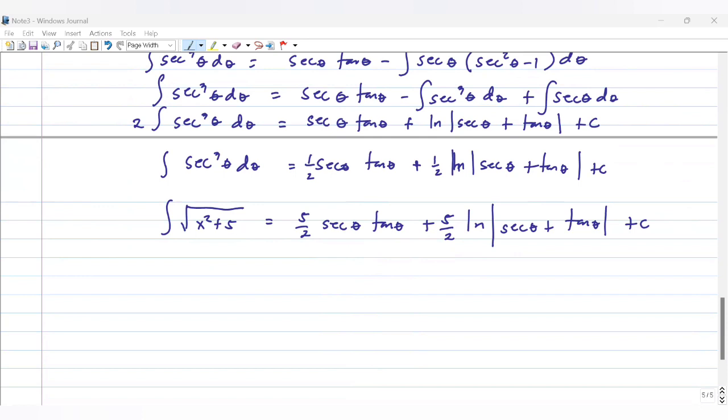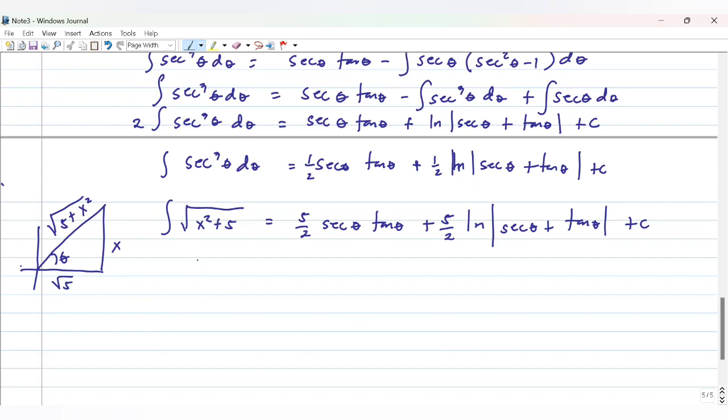Okay, so let's draw the triangle for square root of x squared plus 5. So we try to take a look on this triangle. Okay, so we have secant theta, that is tangent theta. So we have x and then square root of 5 over a. And of course, the hypotenuse will be the square root of 5 plus x squared.